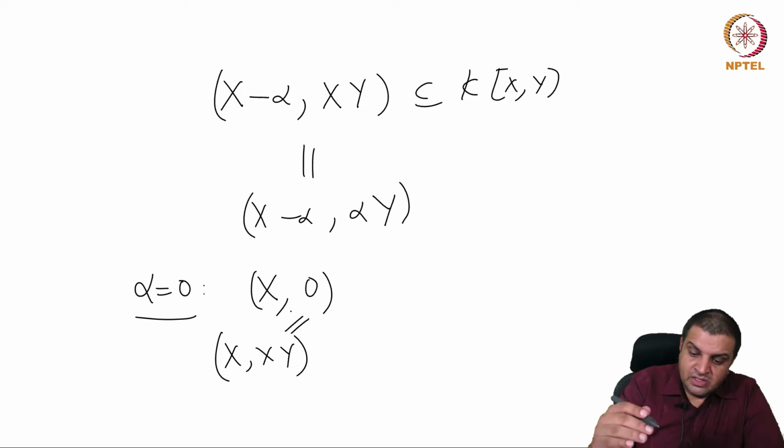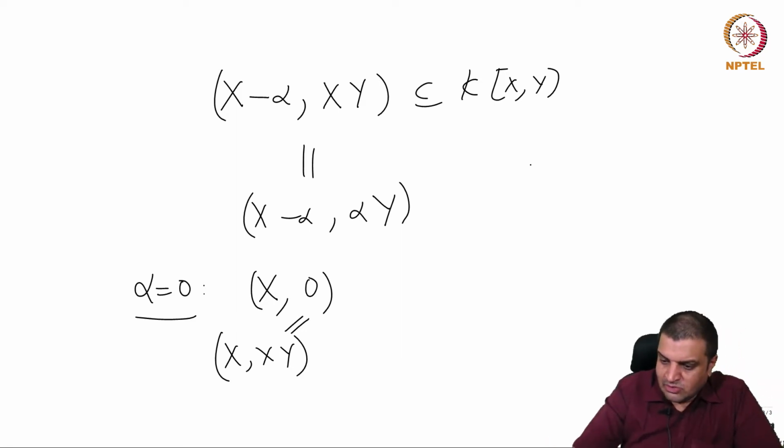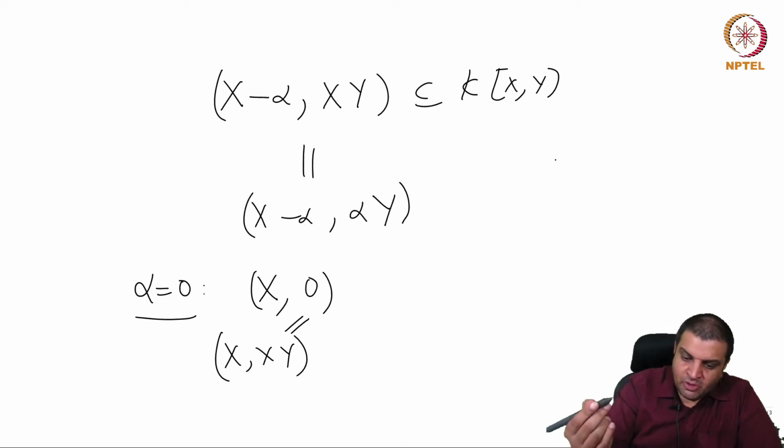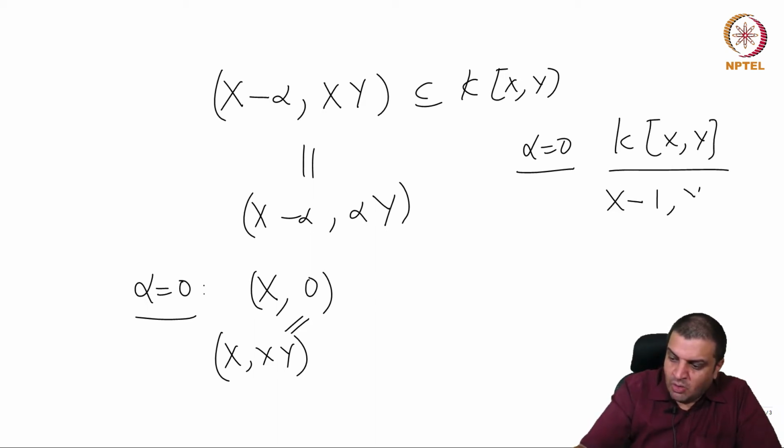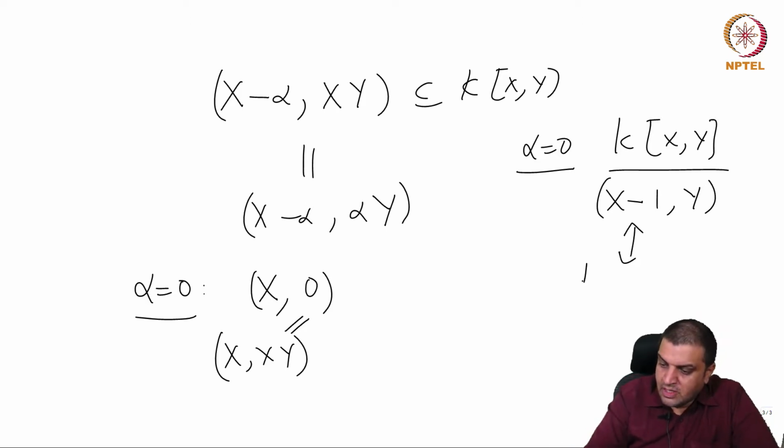However, the behavior is quite different in the two cases, depending on whether alpha is 0 or alpha is non-zero; the fiber is very different. So let's work this both out. Let's just work for alpha equals 1 and alpha equals 0. The fiber is k[x,y] mod (x minus 1, y). So this corresponds to the point (1, 0).